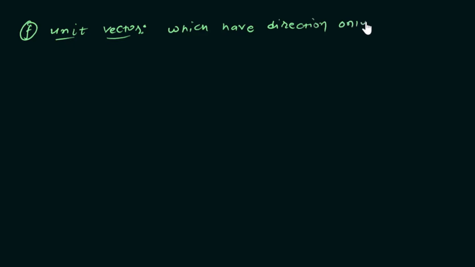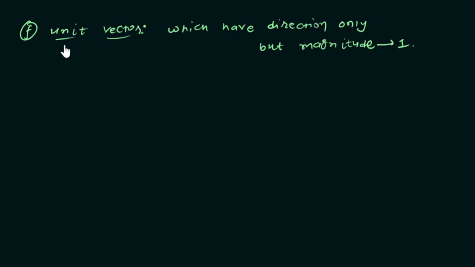After this, we have one of the most important vectors, which is our unit vector. Unit vectors are those vectors which have direction only, but the magnitude of such a vector is 1.